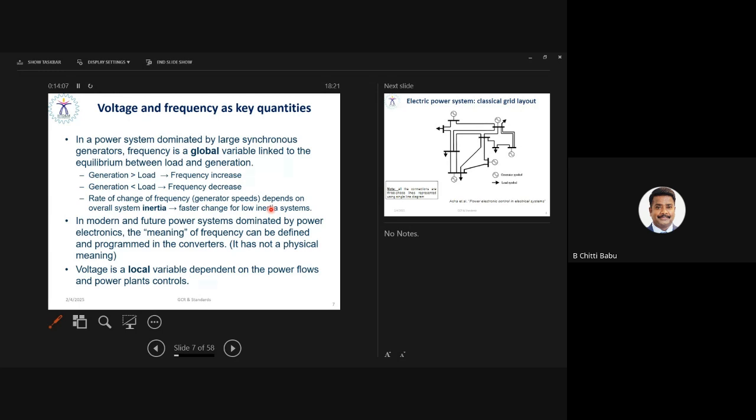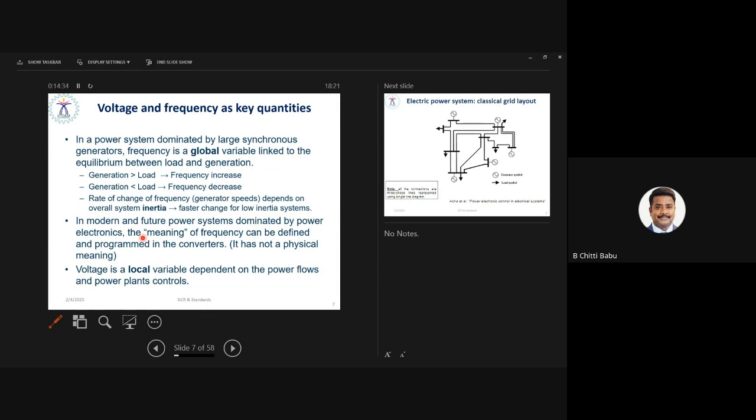By incorporating energy storage in the modern power system, we are able to maintain grid frequency as well as voltage stability. Right. That is what I told you: modern and future power systems are completely dominated by power electronics. Of course, they call them inverter dominated resources, that is called IDR. It means that the power system is completely dominated by power electronics.